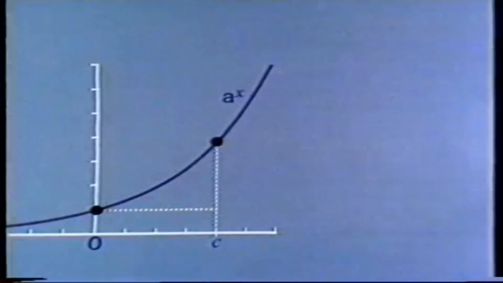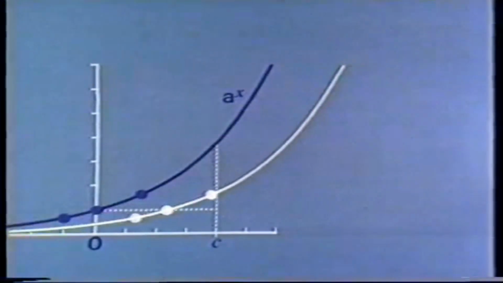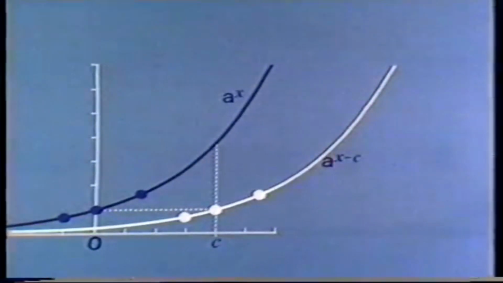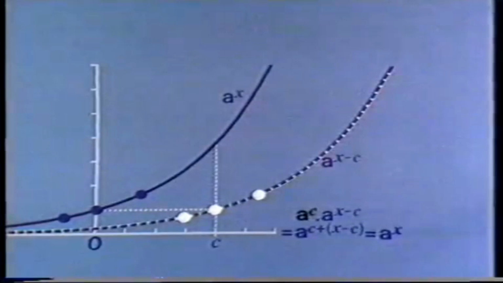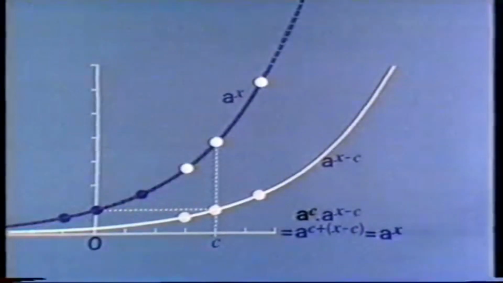Remember that translation to the right by c just replaces x by x minus c. That's true for any function. If we now scale this new curve upwards by a factor a to the c, we'll just be multiplying the function values by a to the c. And to multiply exponentials, we simply add their indices together, which gives us back our original function. So the translation, followed by the scaling, gives us back our original curve. And it's this fact which we'll use to relate the derivative at c to the derivative at 0.